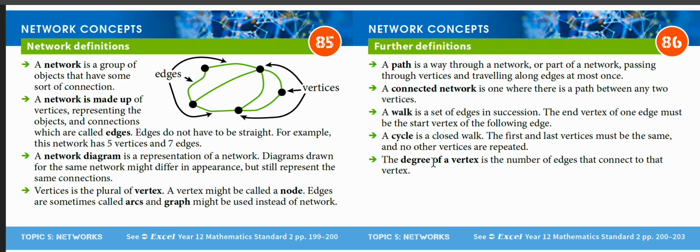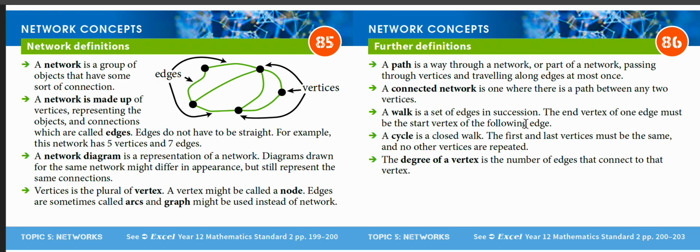Furthermore, this is where more complex definitions come into the picture. But before we do that, I want you to understand what a path is. A path is a way through a network or a part of a network, not necessarily covering everything, passing through vertices and traveling along the edges at most once. What is a connected network? It is one where there is a connection, or connectivity, between any two vertices. So that becomes a connected network.